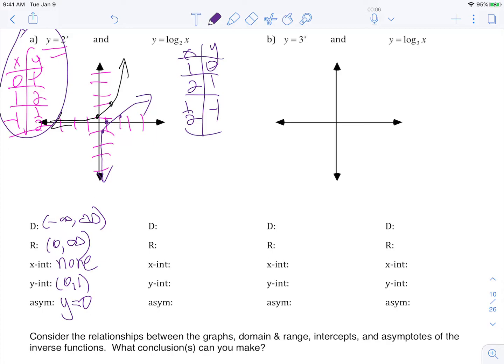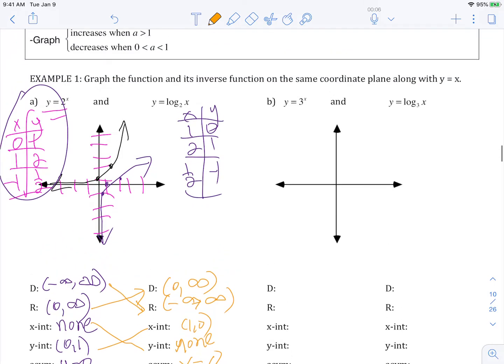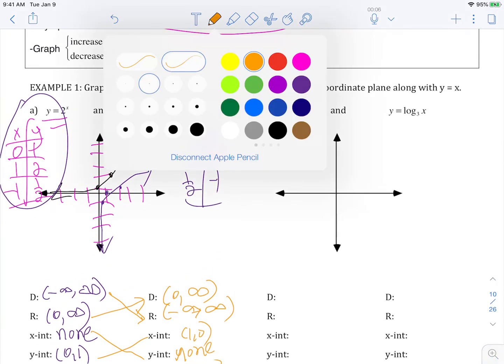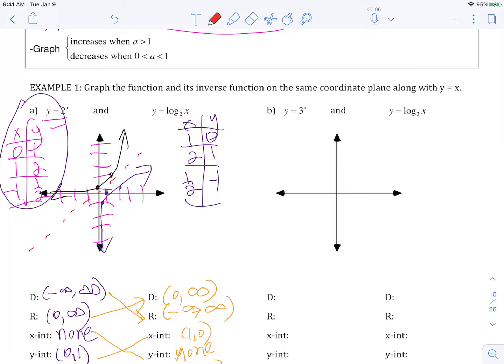Well, for logarithms, it's just the opposite of that. So this becomes your domain from 0 to infinity. This becomes your range from negative infinity to infinity. The y-intercept is none. And the x-intercept is (1, 0). And then your asymptote is going to be x equals 0. So there's this nice relationship between exponentials and logs, and even that symmetry about y equals x that we have talked about. You kind of see it applies there as well.